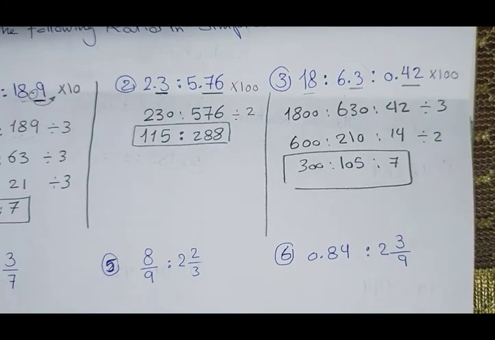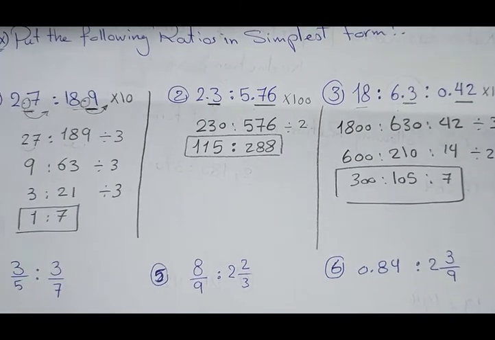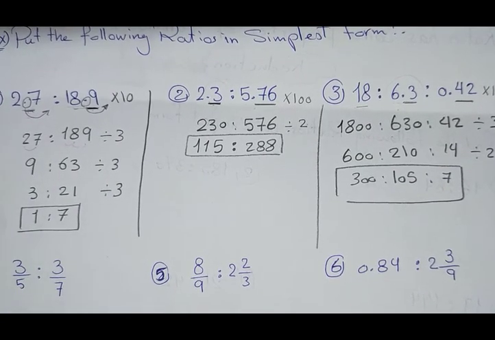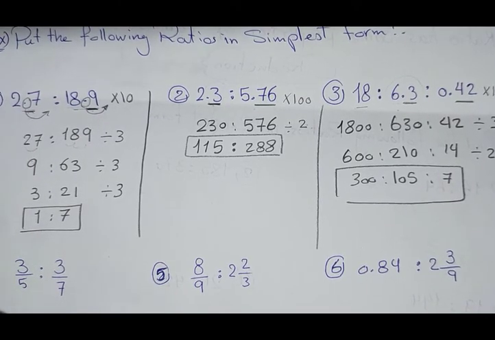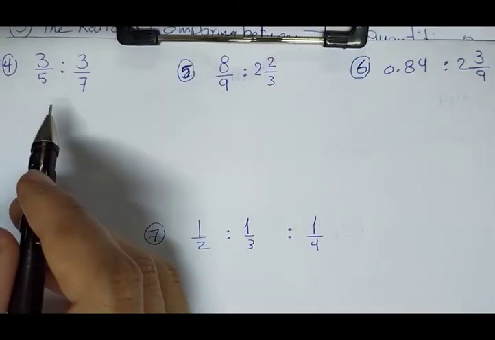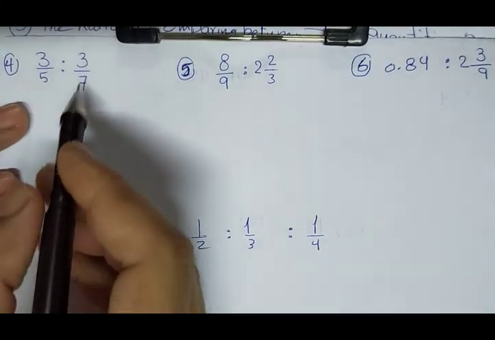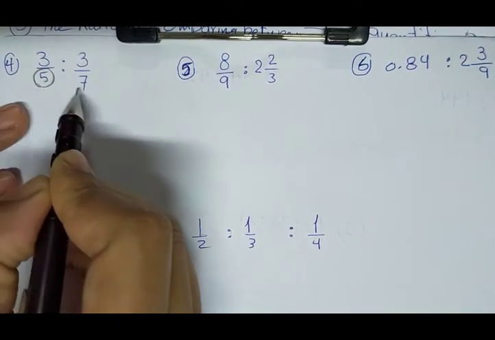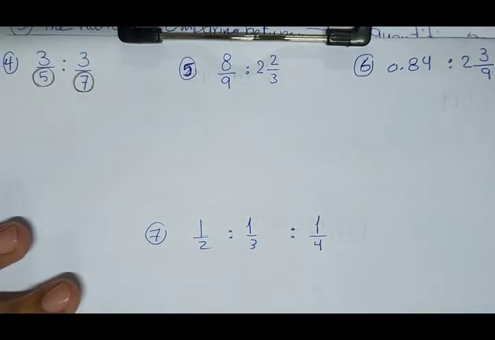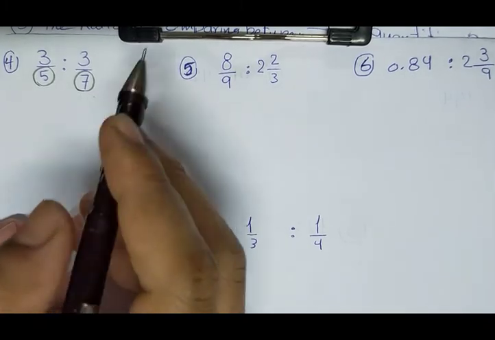Next, our second case is fraction terms. If I have a ratio but its terms are fractions, in the first I had decimal terms, but in this I have fraction terms. How do I solve it? Try with me to understand. 3 over 5 to 3 over 7. The denominator here is 5 and the denominator here is 7. I have a problem, this fraction and this fraction. Terms of a ratio must be whole numbers.